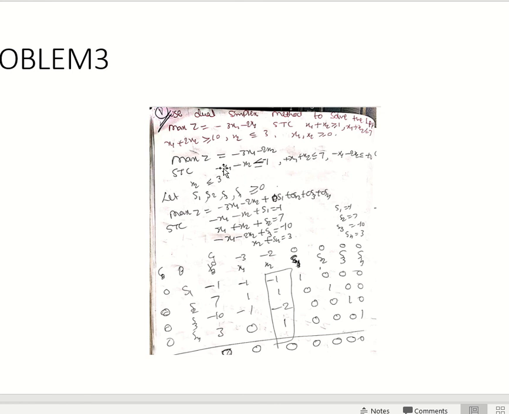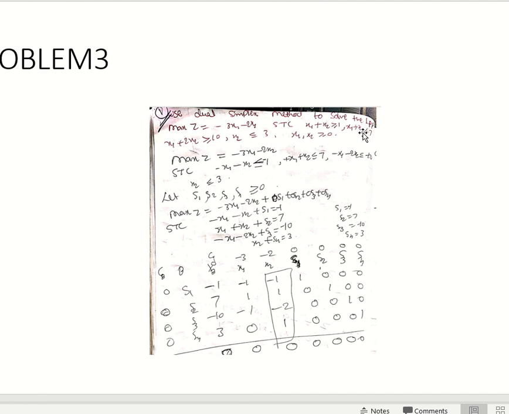Okay. Now, first write maximization Z equal to minus 3x1 minus 2x2, subject to the constraint. Here, first we have to write for maximization everything should be less than or equal to symbol. But here it is in the form of greater than or equal to symbol. So how to write? That is minus x1 minus x2 less than or equal to minus 1.